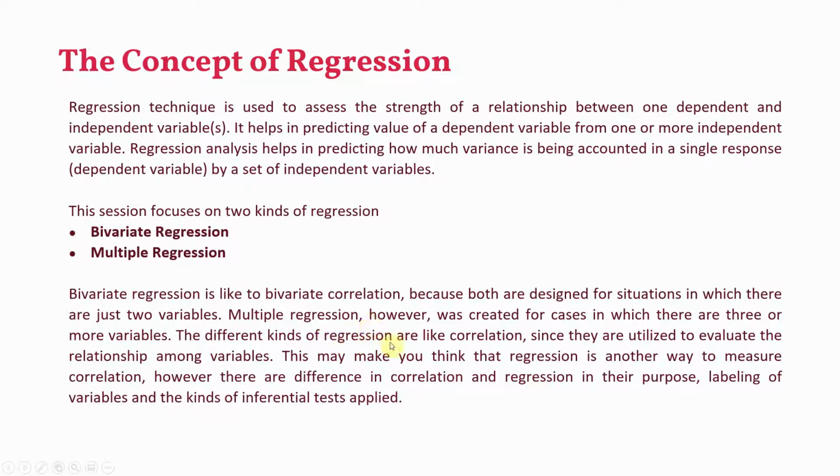The different kinds of regressions are like correlation since they are used to evaluate the relationship among variables. This may make you think that regression is just another way to measure correlation. However, there are significant differences between correlation and regression. They have differences in their purpose, labeling of variables, and the kinds of inferential tests that are applied.